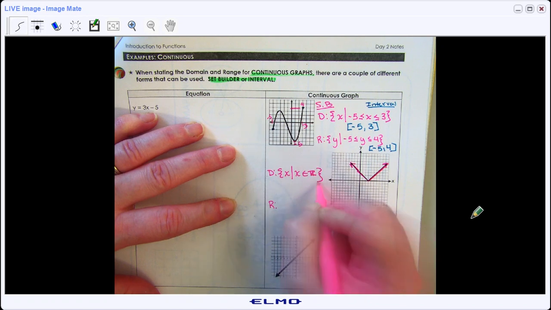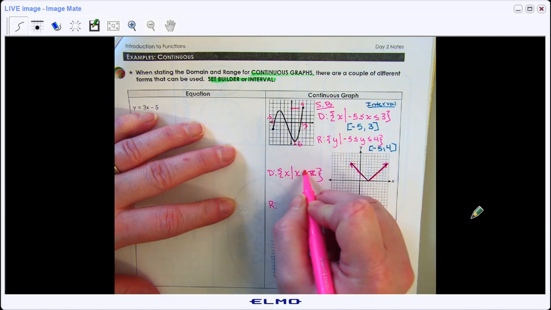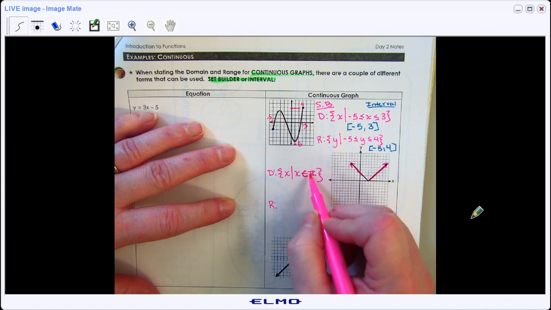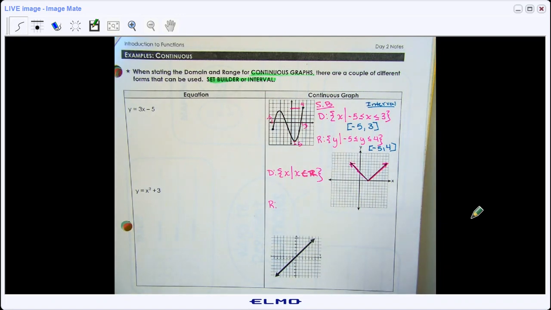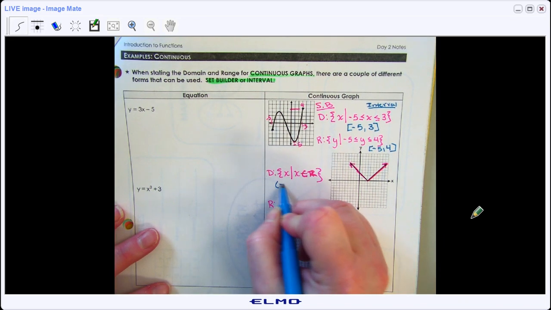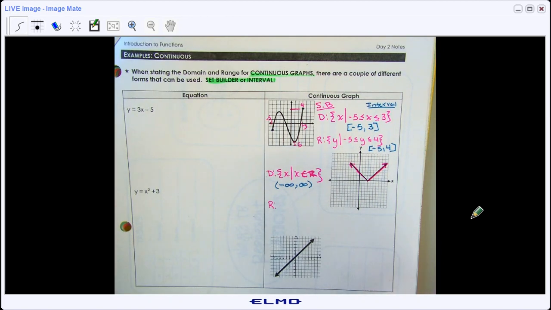So the way we write that is we say x such that x is an element, so this is like a funky E. I kind of make a C and then put a line through it. x is an element of the reals, which is 2 lines, and then you make a capital R over it. In interval notation, when it can be any number, it's negative infinity to positive infinity.